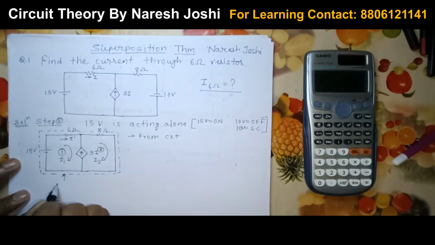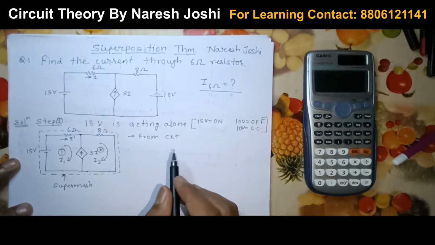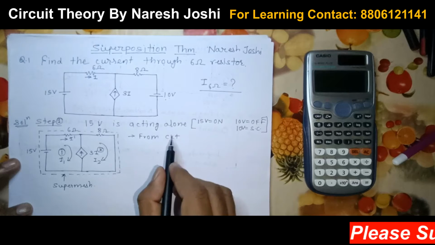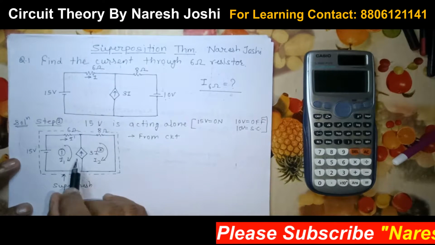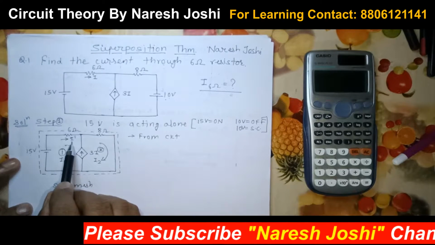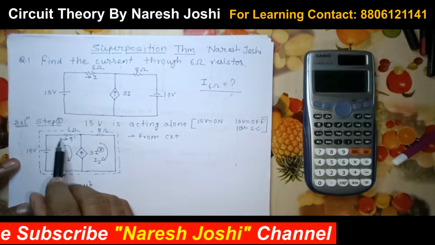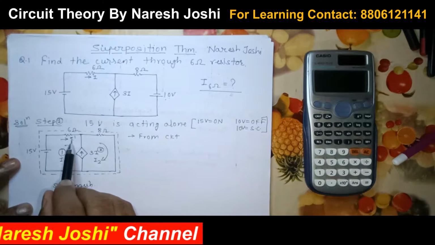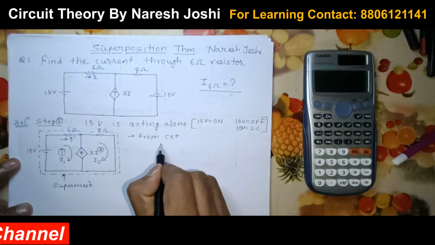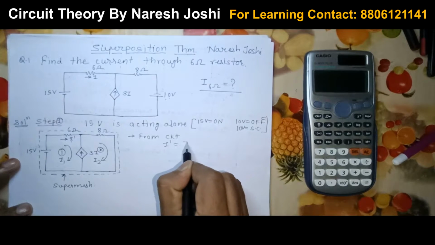It is the super mesh. Okay, it is the super mesh. Now from the circuit diagram, we have to come to this point. From the circuit diagram, you can see I dash and I1 are similar, because the direction of this I dash and I1 is the same. So I will write here I dash equals I1.